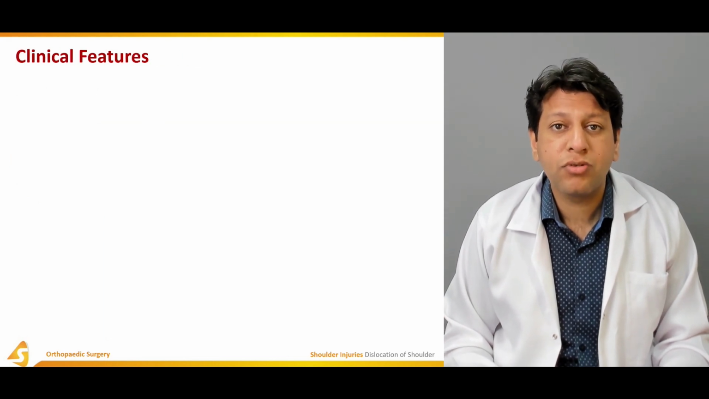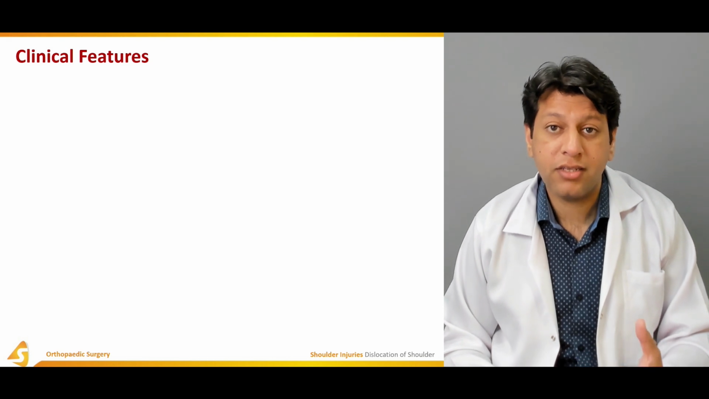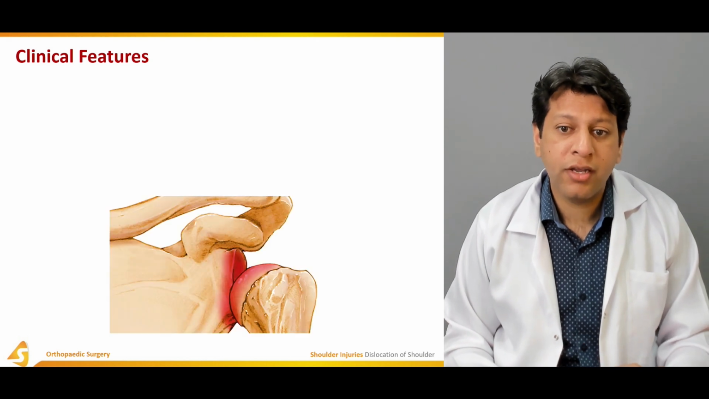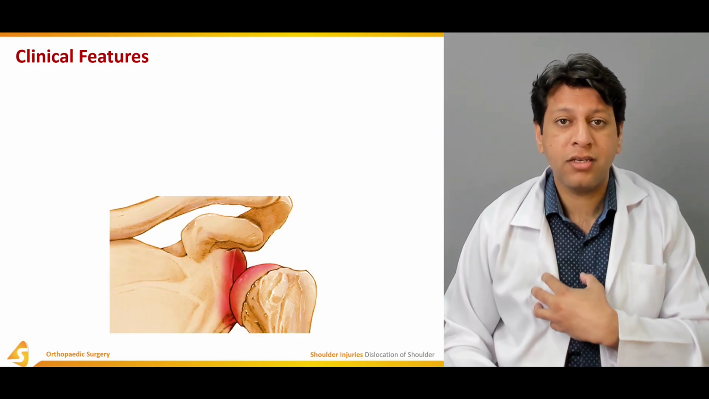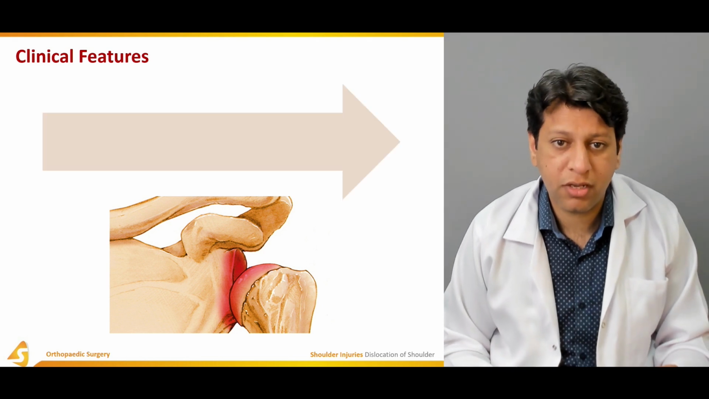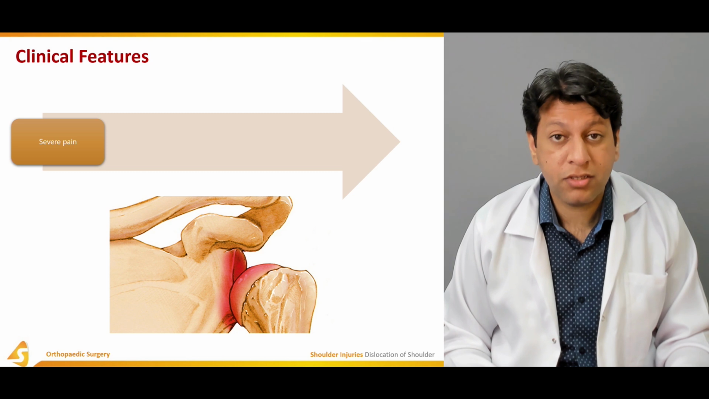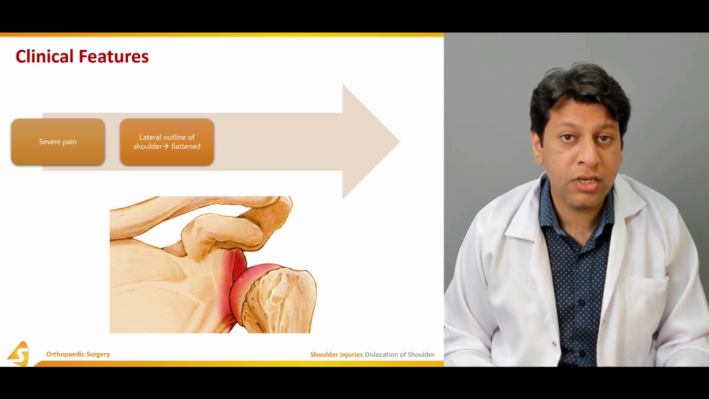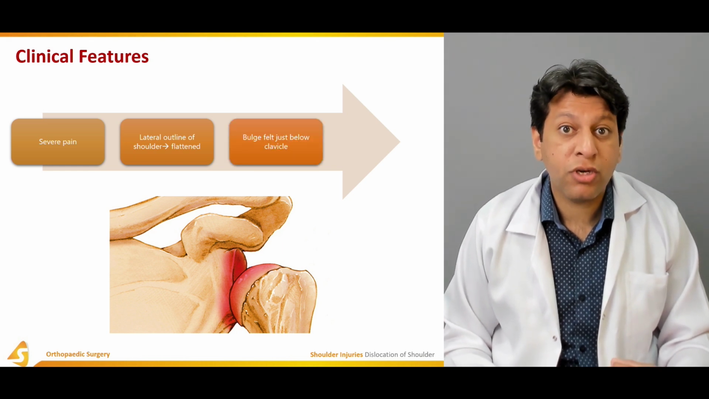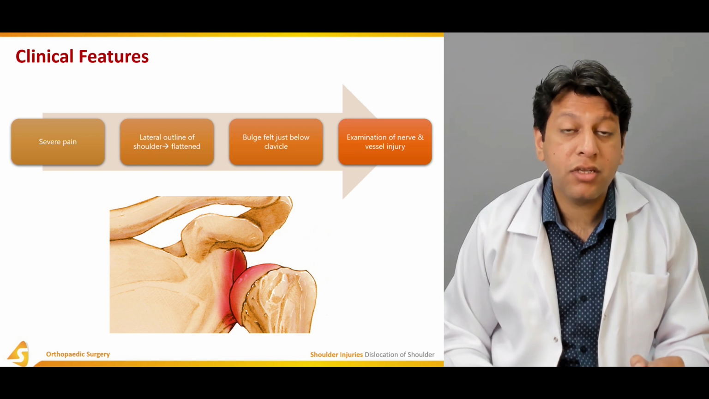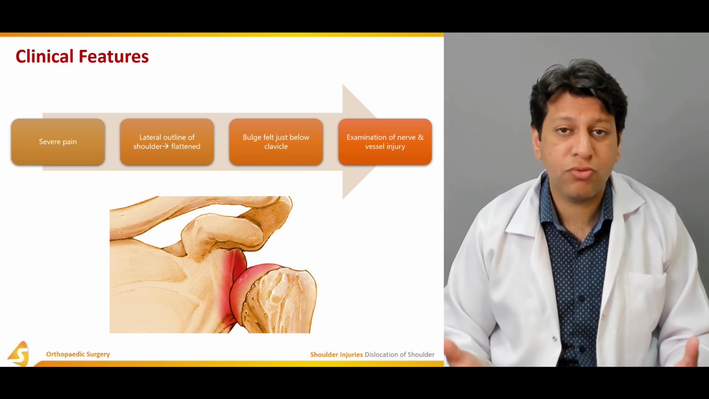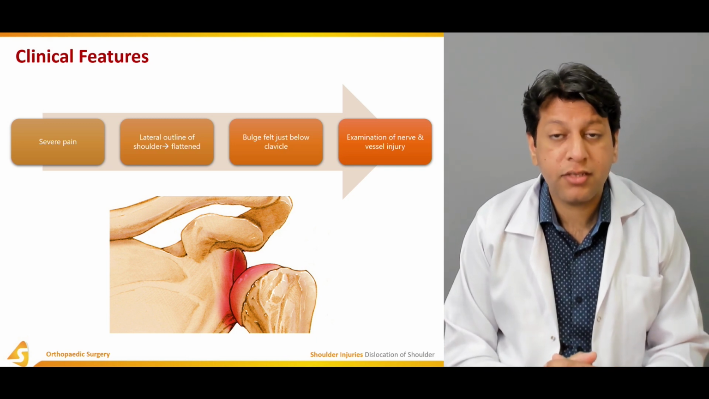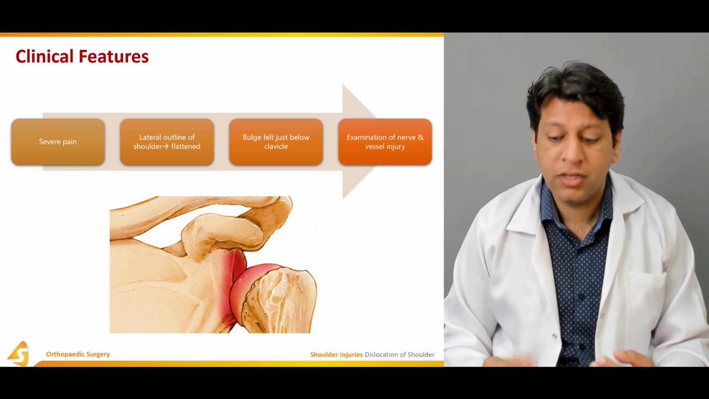Now the clinical features in case of anterior dislocation. As the head is more anterior, the arm is adducted and externally rotated, and as the head is lying anteriorly, internal rotation of the arm is not easily possible. The patient may be in severe pain. In the lateral outline of the shoulder, usually the deltoid contour is gone. A bulge can be felt just below the coracoid, which is the humerus head. An examination for nerve and vascular injury is mandatory. We have to see whether there is an associated neurovascular injury or not.